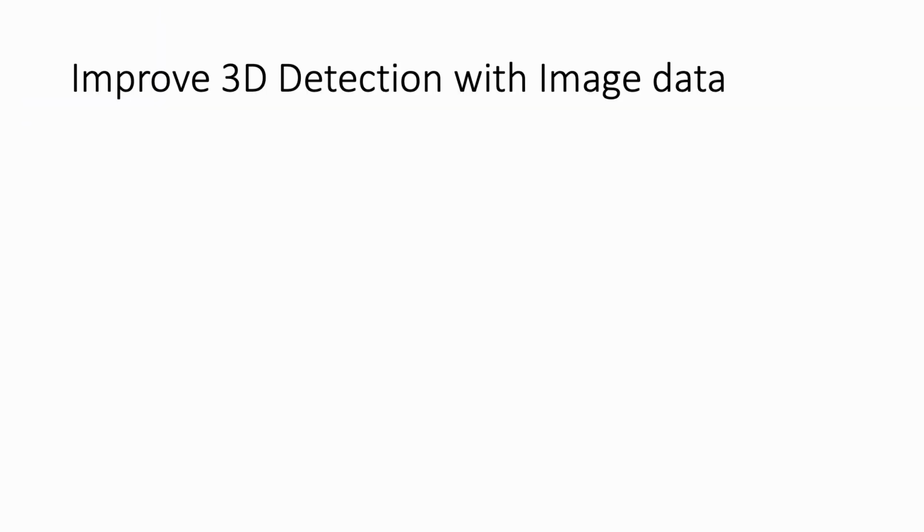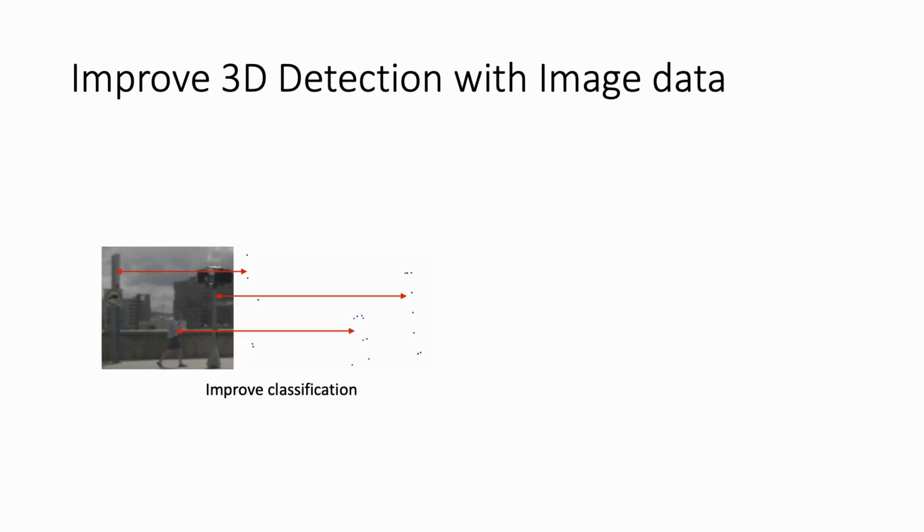LiDAR sensors provide accurate range measurements useful for the task of 3D object detection. However, the density of LiDAR returns falls off as a function of range. Here, images could help in two ways. Image features can improve object classification.